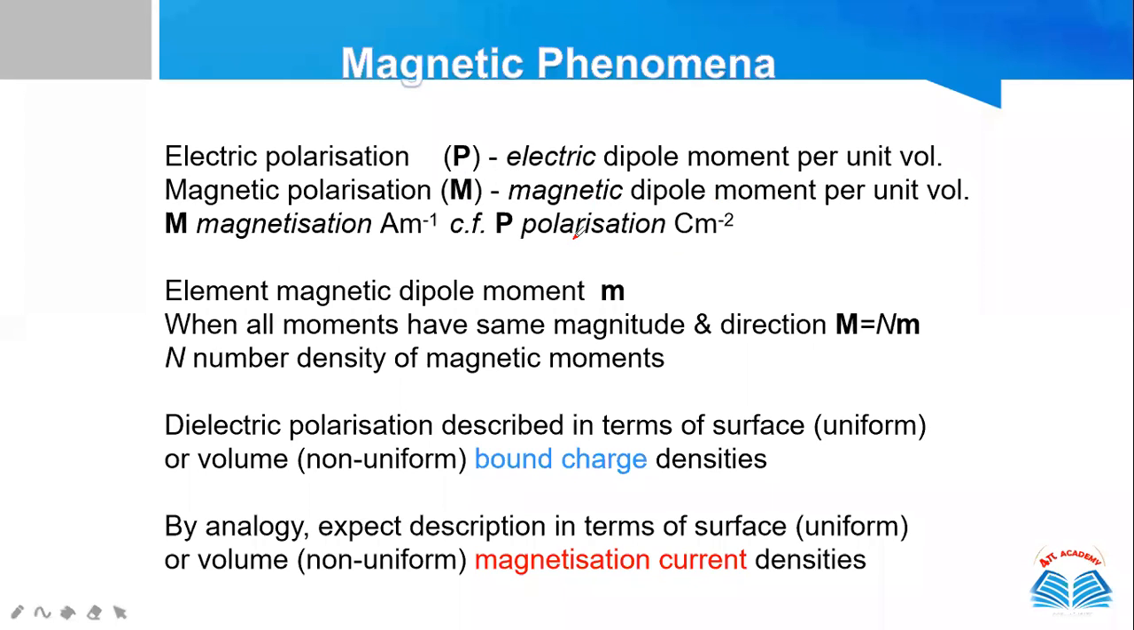Electric polarization has the unit coulomb per meter squared. Magnetic polarization has the unit ampere per meter. Magnetic polarization is related to the magnetic dipole moment, that is small m. And if you want to know the magnitude of that polarization, then capital M will be equal to Nm. What is N here? N is the number density of magnetic moments.